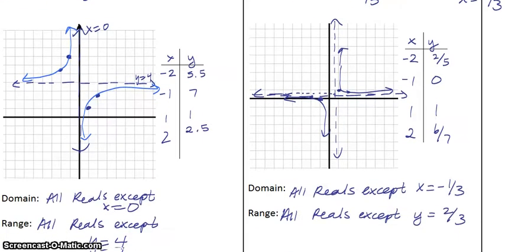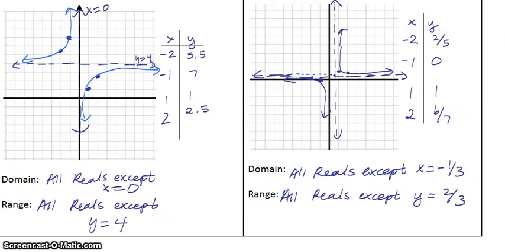Alright, here's our domain and range. Again, please write down your questions and we'll go over these more in class if needed.